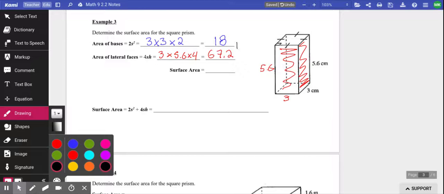You then add up your stuff. So it'd be 18 plus 67.2. You get a total answer of 85.2.